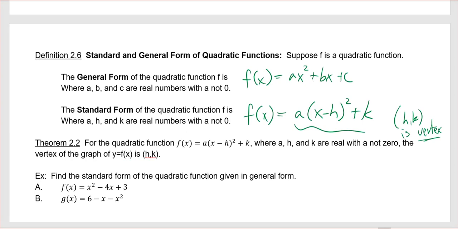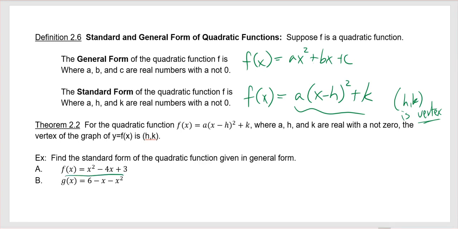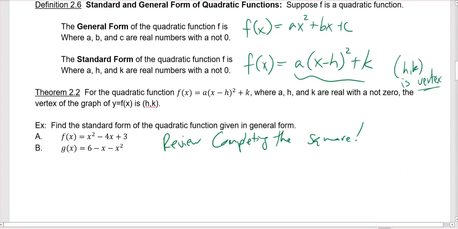Okay, good. So here comes the hard part. Find the standard form of the quadratic function given in general form. So if we're given general form, we want to write it like this. Well, we do this by completing the square. So maybe if we need to, we should review completing the square. And maybe we can do that just real fast.